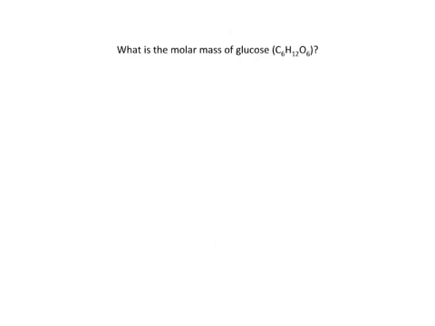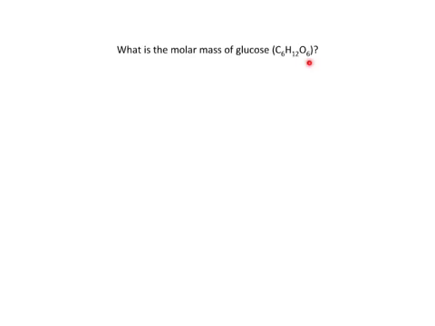If we look at an example, we want to calculate the molar mass of glucose. Glucose has the formula C6H12O6. That means for every 1 glucose molecule, I have 6 carbon atoms, 12 hydrogen atoms, and 6 oxygen atoms. It also means that if I have 1 mole of glucose, I will have 6 moles of carbon, 12 moles of hydrogen, and 6 moles of oxygen.